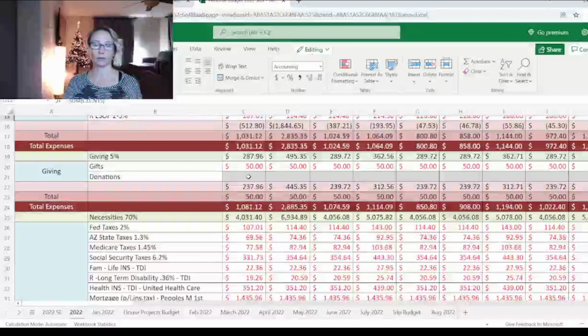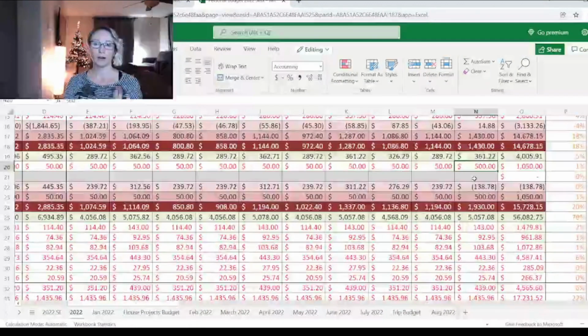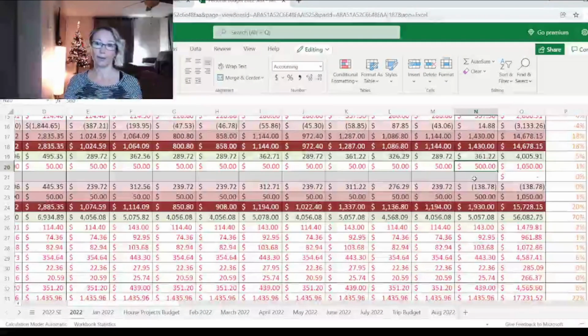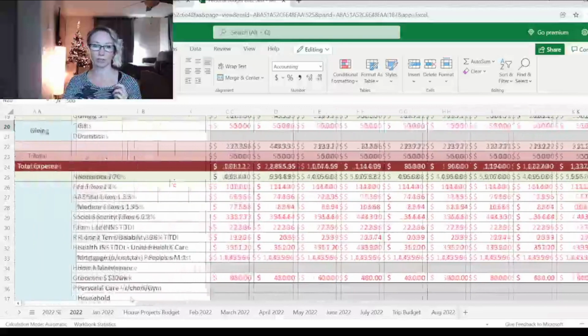Again, our next one, giving: we just have $50 a month across the board and then $500 for Christmas. Obviously, that's a lot lower than what we gave last year, but we have a lot less cash flow coming into the household this year than we did last year. So instead of 2%, we're down to 1%. And this will most likely change.